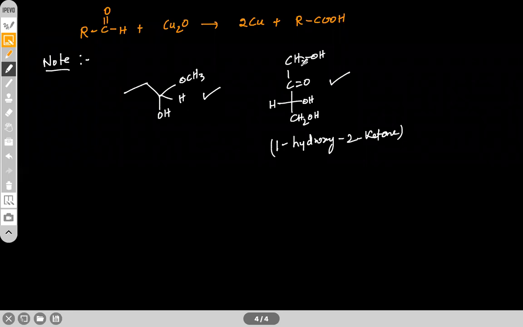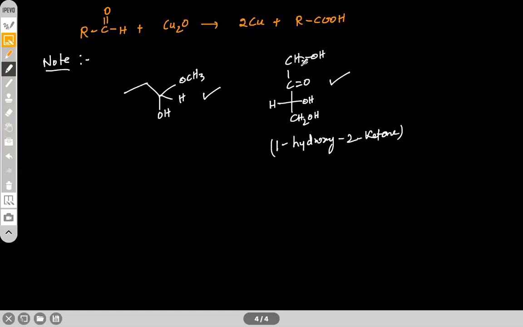And that is the reason fructose also gives this test. Remember in biomolecules, that fructose gives Fehling's solution test and Tollens reagent test. Why? Because we have one hydroxy, two keto. It goes under tautomerism and it has aldehyde as a functional group present. That's why the mixture shows this particular test.